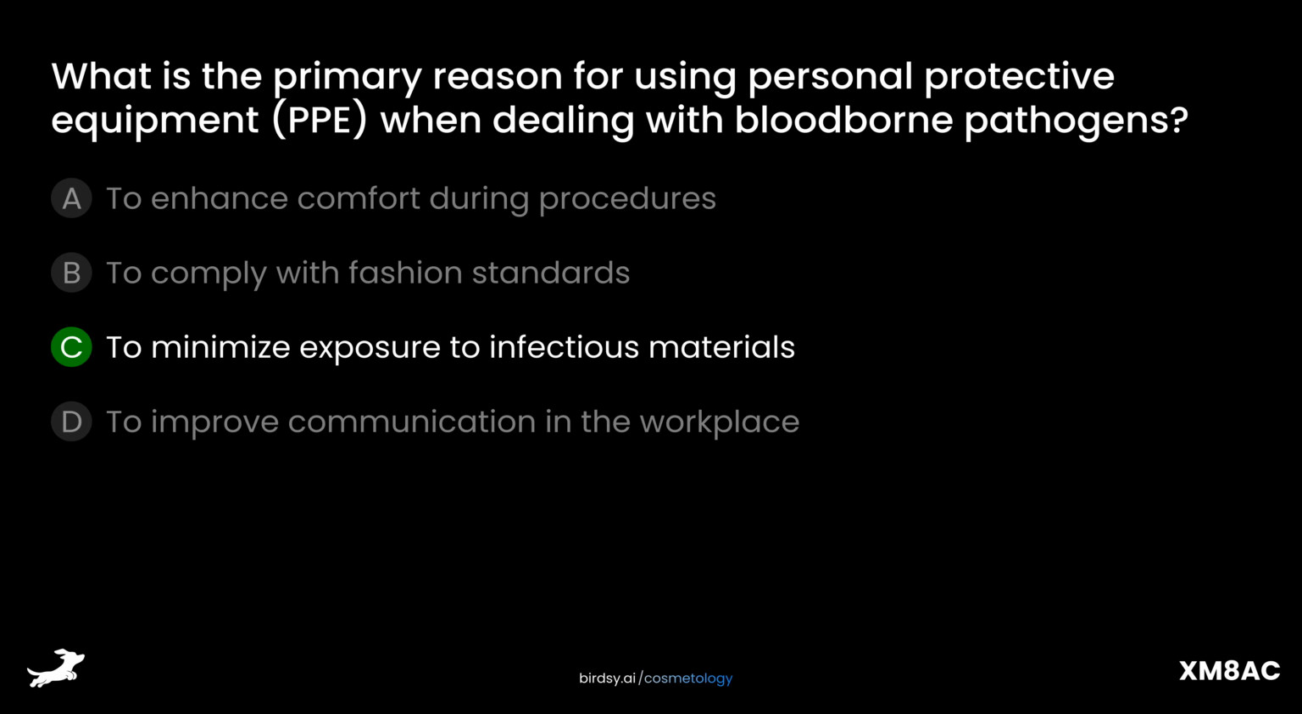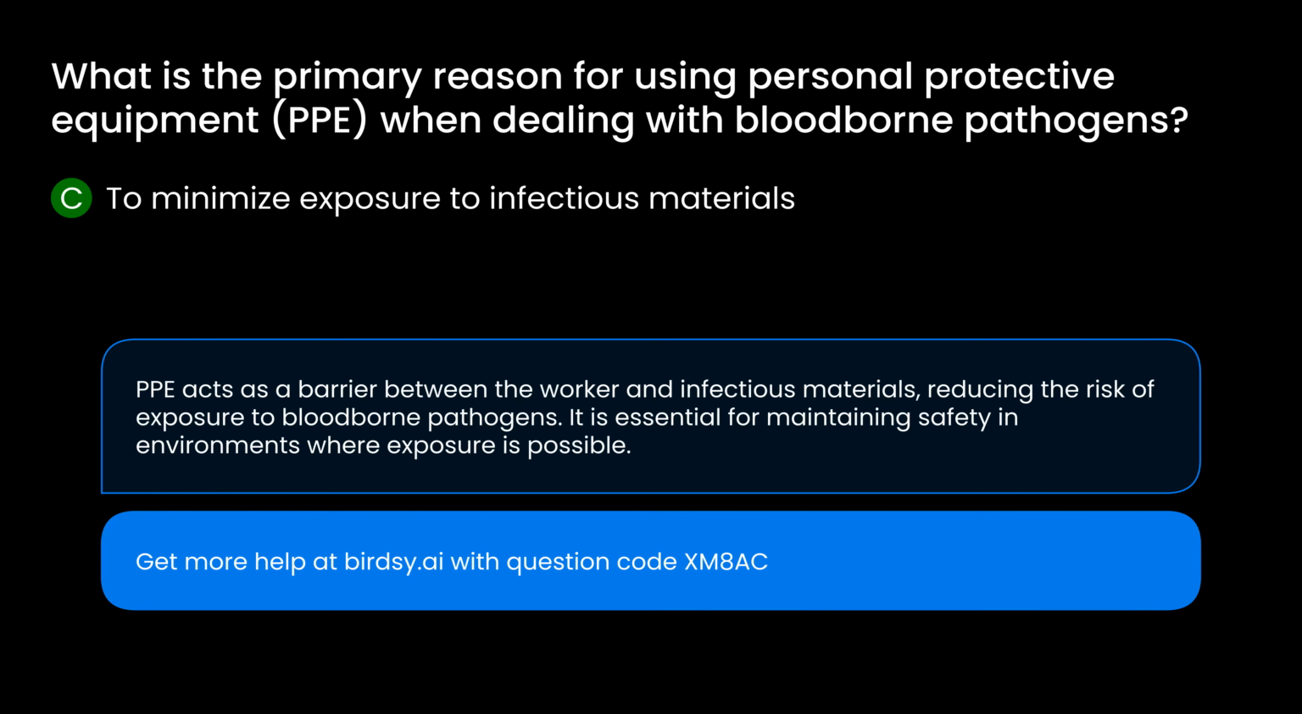The answer is C, to minimize exposure to infectious materials. PPE acts as a barrier between the worker and infectious materials, reducing the risk of exposure to bloodborne pathogens. It is essential for maintaining safety in environments where exposure is possible.